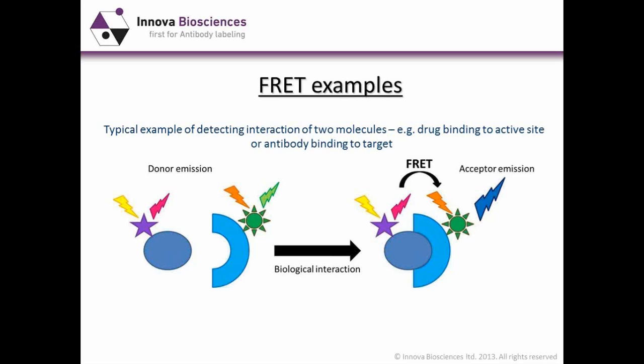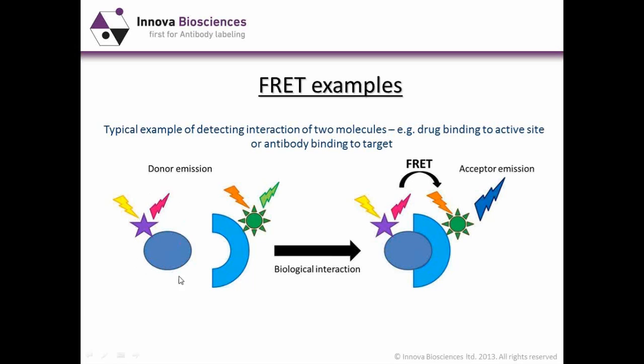I now have just a few slides of cartoon examples of some ways in which FRET can be used. In this first example, we're looking at the interaction of two molecules and of detecting that interaction. Now, these molecules, for instance, might be a drug binding to an active site on a protein, or perhaps an antibody binding to a target molecule.